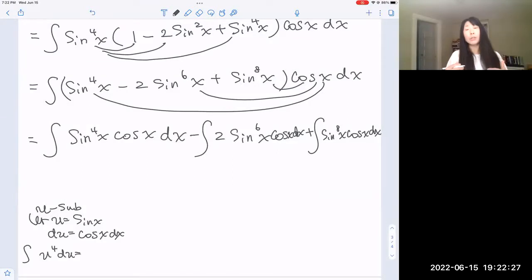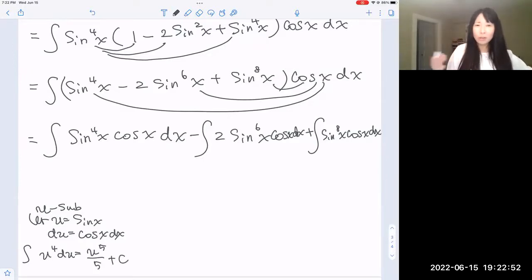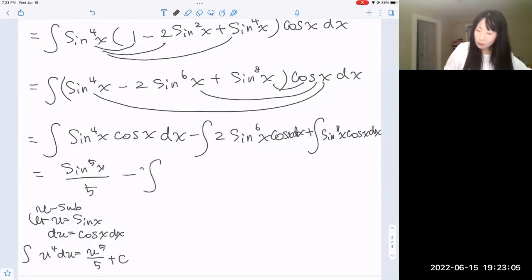Then we can just do it using the antiderivative of the power rule, right? So what do you get? u to the 5, over 5. Excellent. Okay, now u is sine x, so we substitute back. So it will be sine to the fifth power over 5 minus, we have a 2 there.